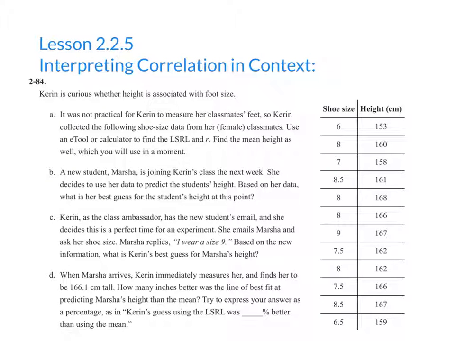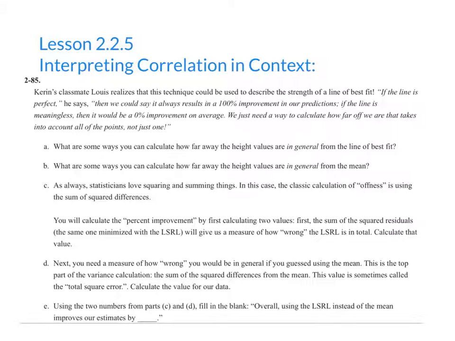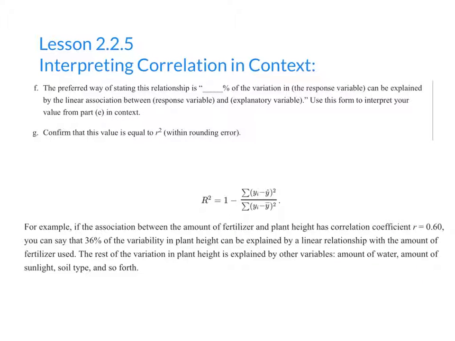Lesson 225 begins with students exploring what a percent improvement represents. First, for two predicted values compared to an actual value. Then for two entire linear models, one always predicting the mean of the response variable versus the other using the LSRL. Students compare the percent improvement in predictions using the LSRL over using just the mean of the response variable to the value of R squared, and they see that they are the same.